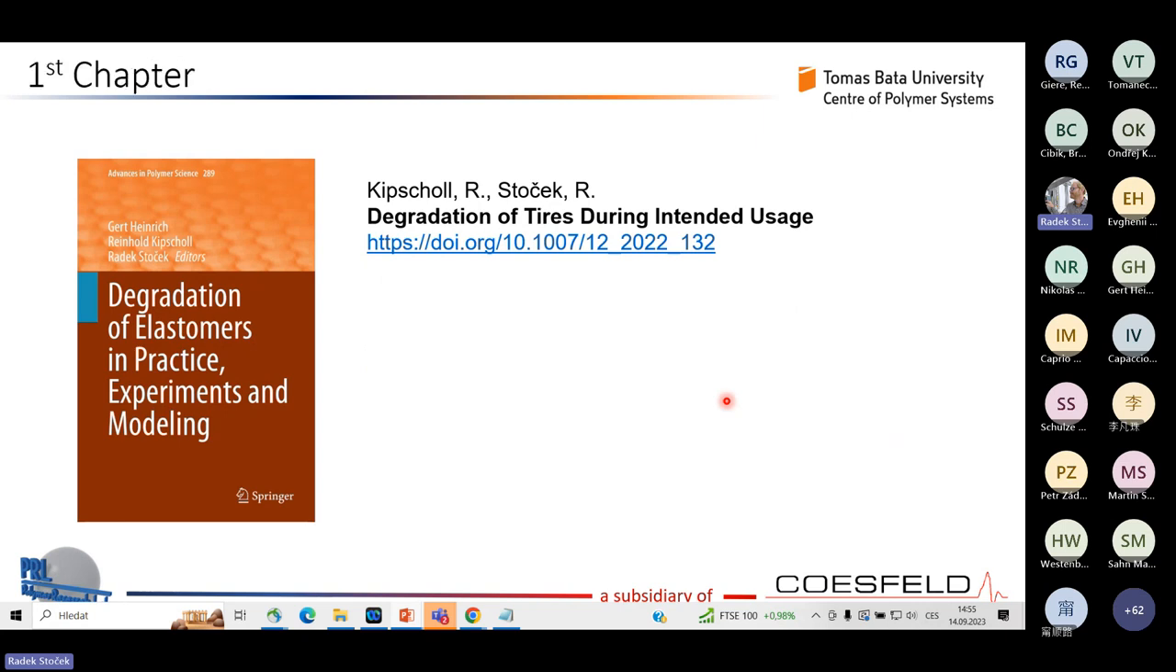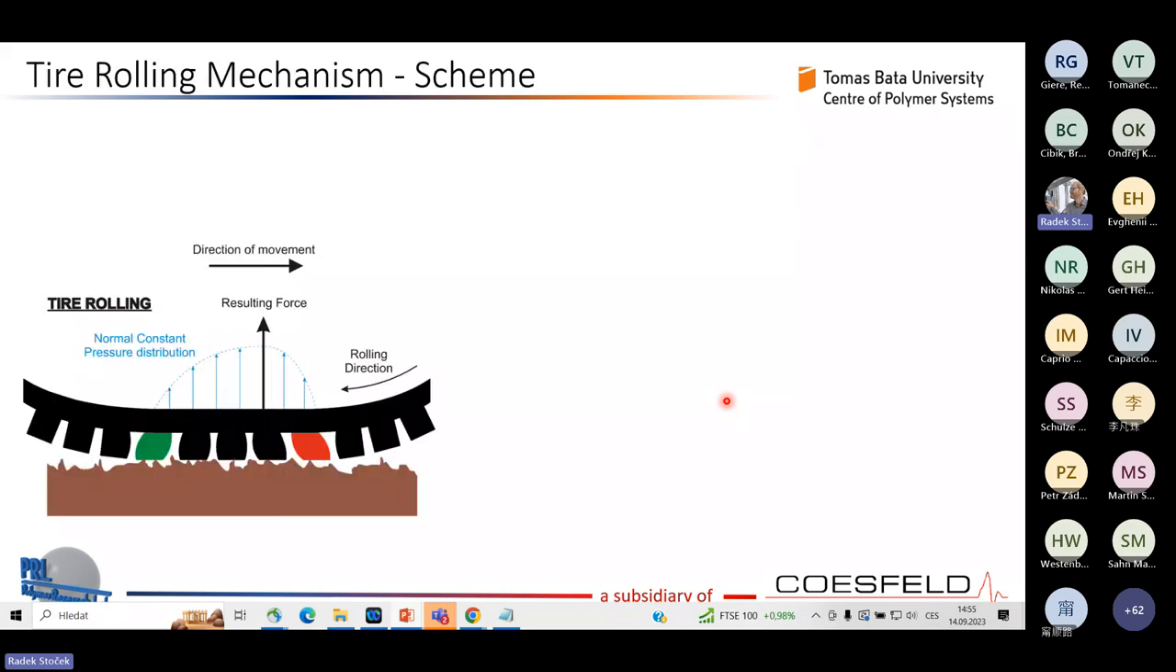Firstly, the first chapter will be degradation of tire during intended usage. Prior to any other slides, I need to explain the scheme of tire rolling mechanisms so that everybody understands this. When a tire rolls in contact with a road, there is a footprint. Here on the scheme on the left-hand side, we see the rolling tire over the road, and the direction of movement is from the left to the right. Therefore, the clockwise rolling direction occurs.